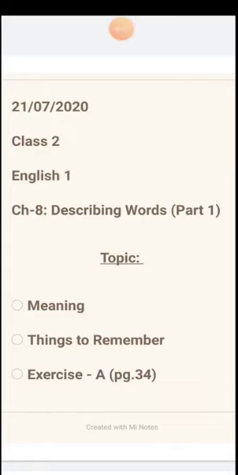Class 2, English 1, Chapter 8, Describing Words, Part 1. Topics for today are meaning of describing words, things to remember, and exercise A given on page number 34 of your book.